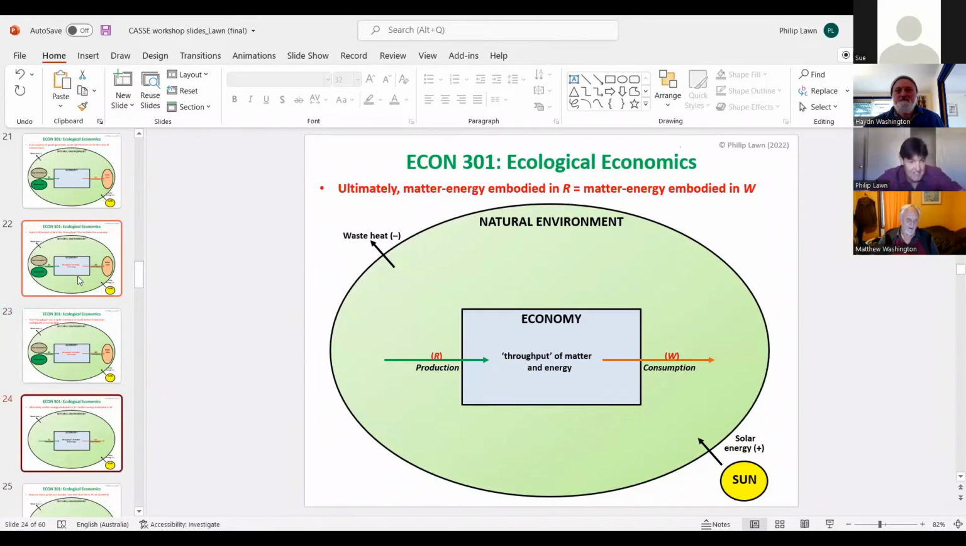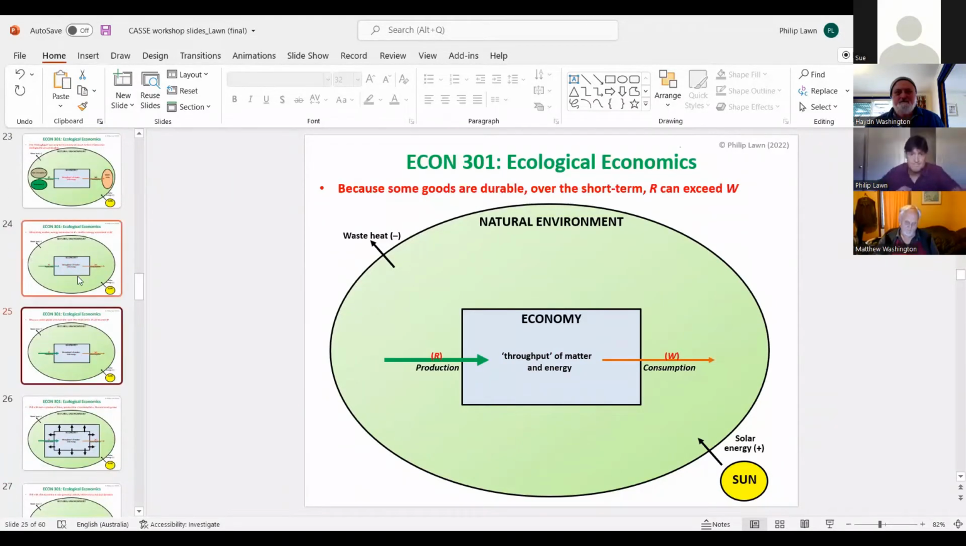I won't go into the first and second laws of thermodynamics, but the implications of them is that the matter and energy that's embodied in natural resources that are used to produce the goods that make up the economy ultimately equals the matter and energy embodied in the waste that exits the economy as goods and services are consumed or depreciate over time and become waste. Now, of course, some of the goods that we produce are durable, which means it is possible over the short term for R to exceed W. So the matter and energy embodied in the resources that enter the economy, all that will exit the economy, but they can remain within the economy for a period of time because some goods are durable before they become waste, before they wear out through use.